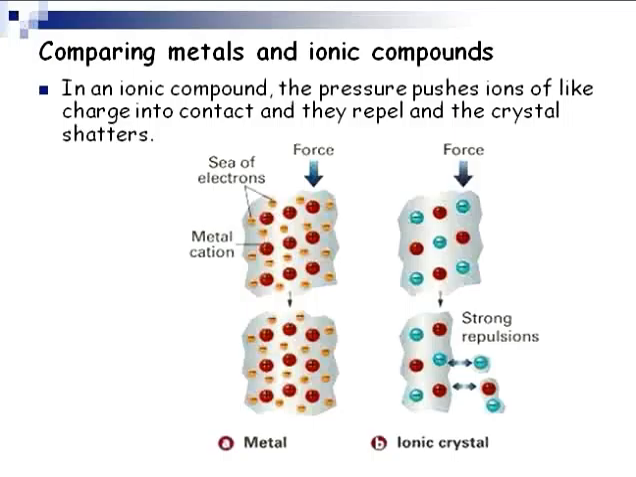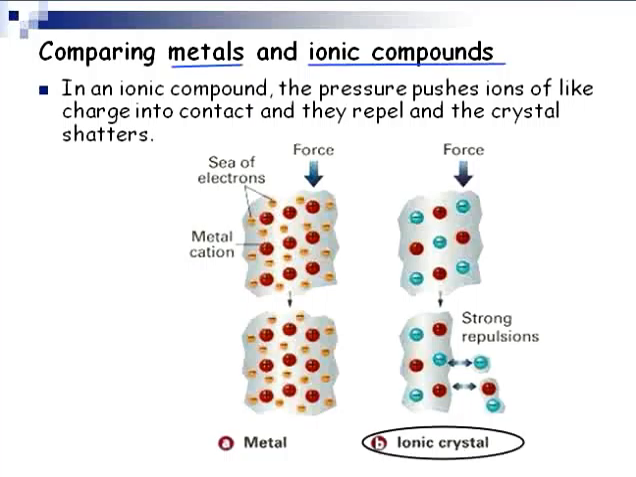And here we compare. So in this slide here, we're comparing metals and ionic compounds. We talked about ionic compounds in the last section. So here we have an ionic compound, and when you add a force to it, now you have two negatives together, two positives together. Now these blue circles are the anions, the red are the cations. And so you have strong repulsions, and it breaks apart.